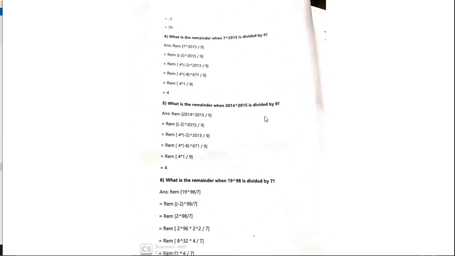What is the remainder when 7 raised to power 2015 is divided by 9? First step is clear: 7 divided by 9, this is just 2 short of 9, so I can write minus 2 raised to power 2015. Is the second step clear to all of you, minus 2? Yes, sir. Okay. Now I'm sharing one more file.